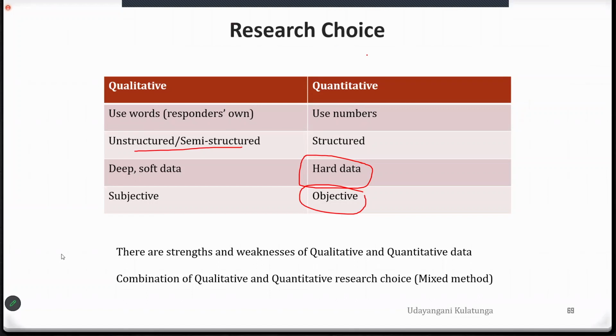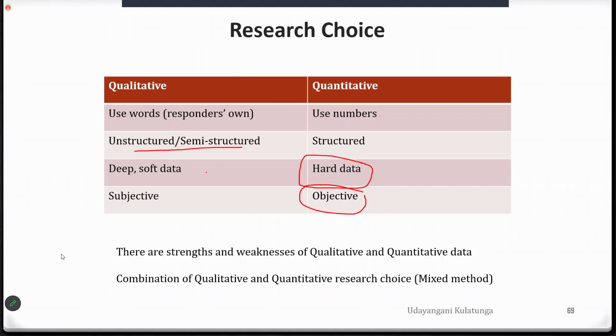depending on your research area, the focus of the research, you need to select the appropriate research choice for your study, right? If you want to explore something in depth, something that hasn't been carried out earlier to some extent, then a qualitative research choice will be better suited. If your study is about something that can be explored objectively, then a quantitative research choice would better suit you.